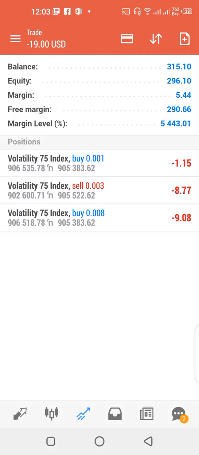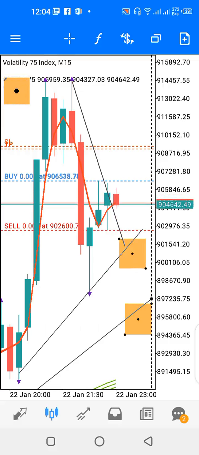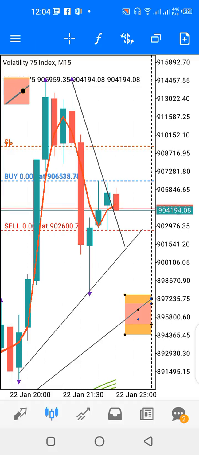Looking at the trades, I have drawdown on my account, minus 18 for now, and that's because price is still between the two sets of trades.